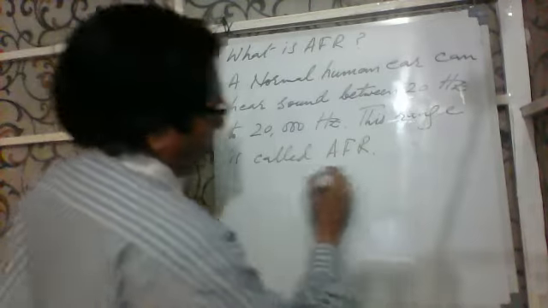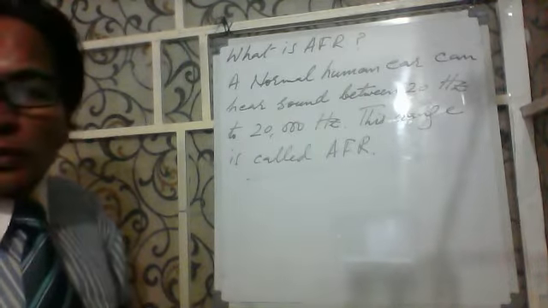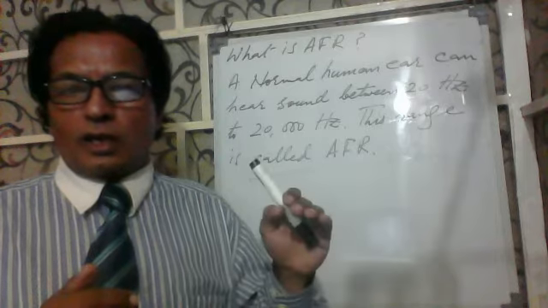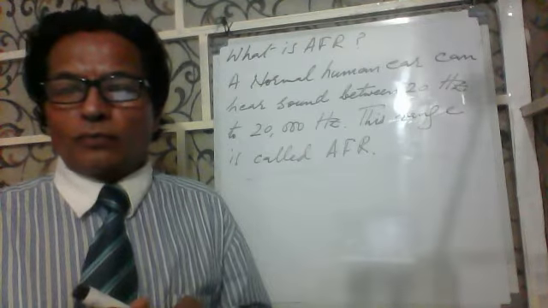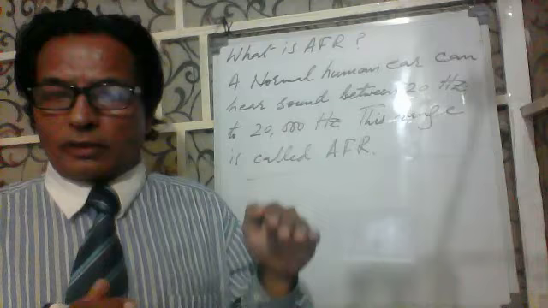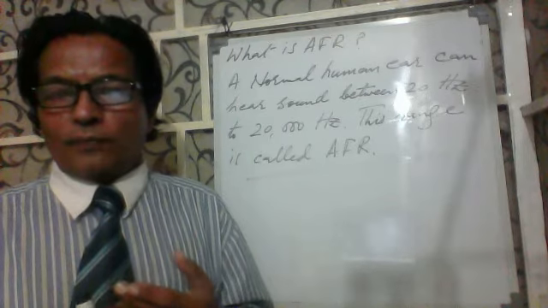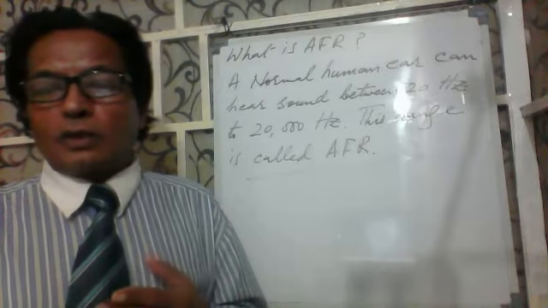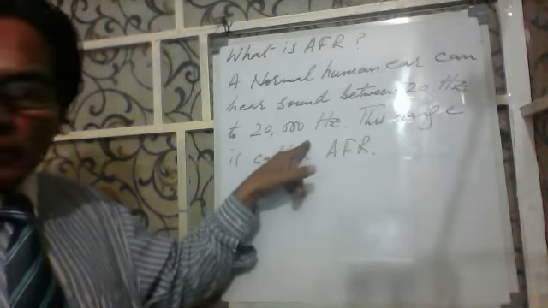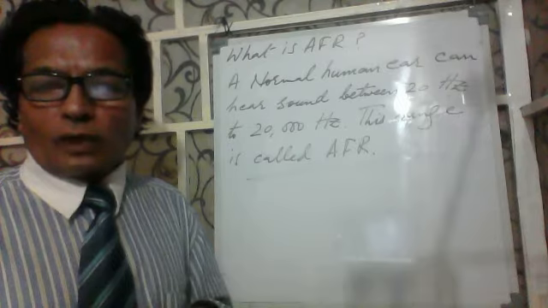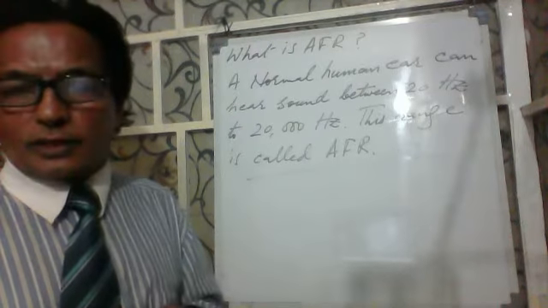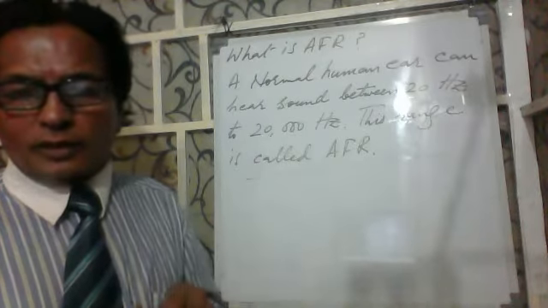So, this range changes as the age increases. How? If we become older, then this range decreases. We can say that young children can hear sounds of frequency up to 20,000 hertz, but older people cannot hear sound even up to 15,000 hertz or greater than 15,000 hertz.